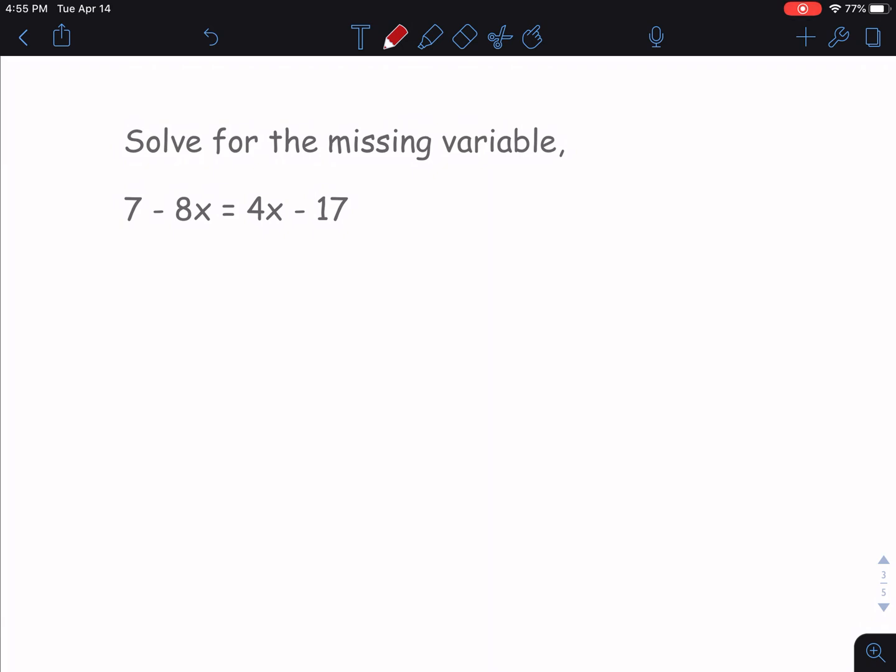So since I want to move the 8 and the x together, I don't want to undo that multiplication. I'm going to use addition to move it to the opposite side. Once again, what I do to one side, I must do to the other. Negative 8x plus 8x, that's 0, so I don't need to write that.